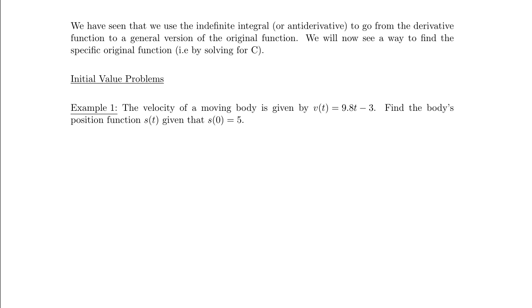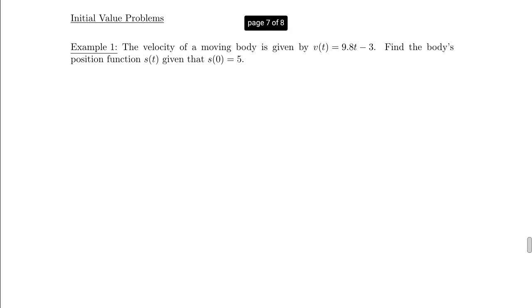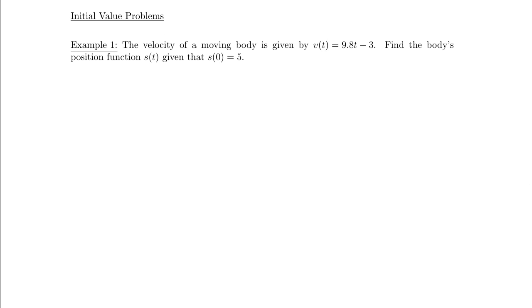So in our first example, we're going to use velocity and the position function, because we know that the velocity is the derivative of our position function. So example 1: the velocity of a moving body is given by v of t equals 9.8t minus 3. We want to find the body's position function s of t, given that s at 0 is 5.